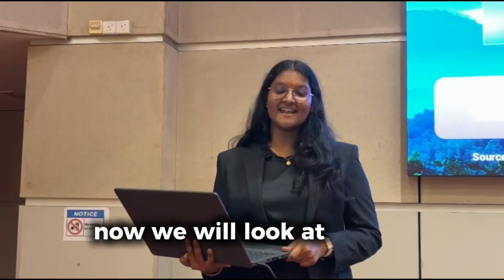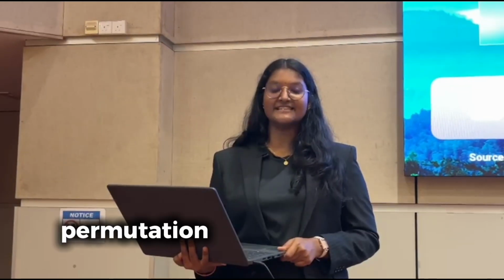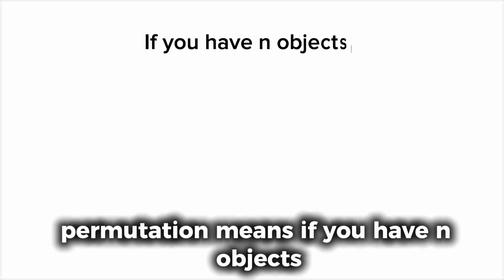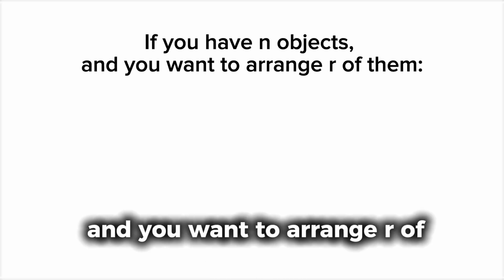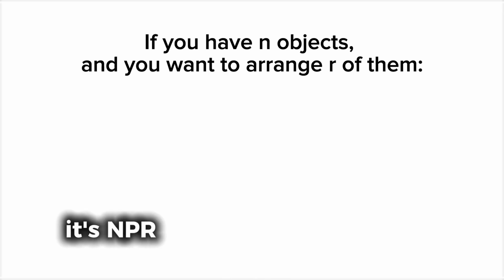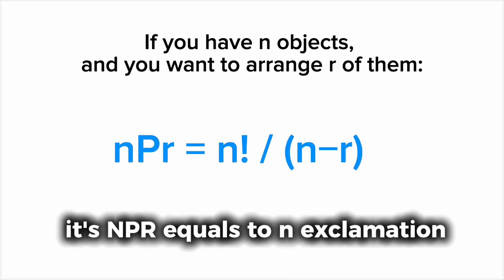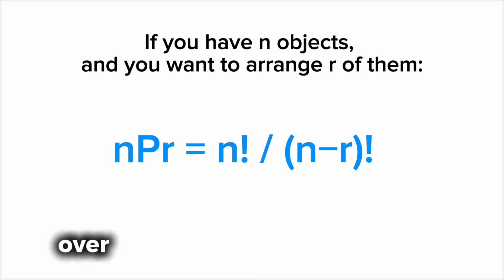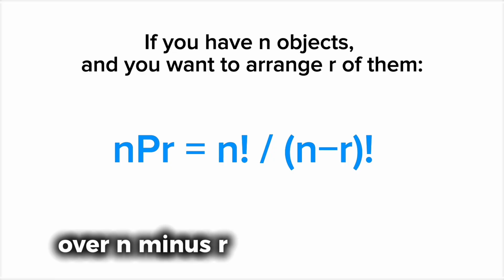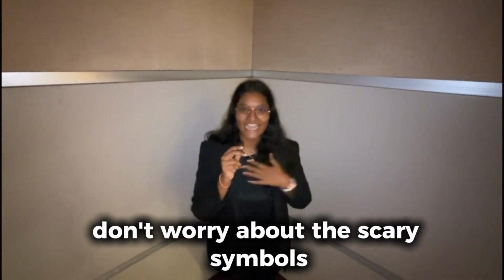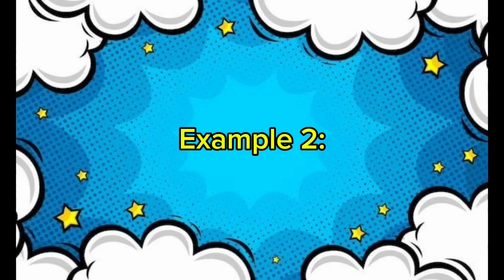Now, we will look at what permutation mathematically means. If you have n objects and you want to arrange r of them, nPr equals n factorial over n minus r factorial. Don't worry about the scary symbols. I'll break it down for you.